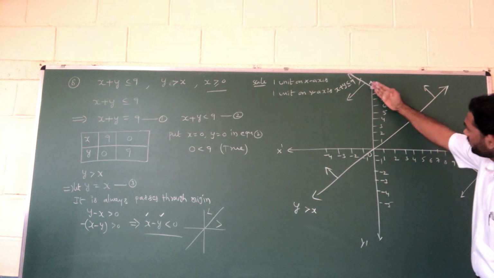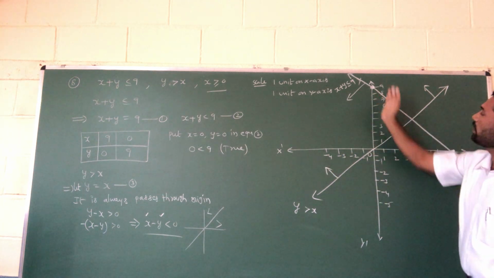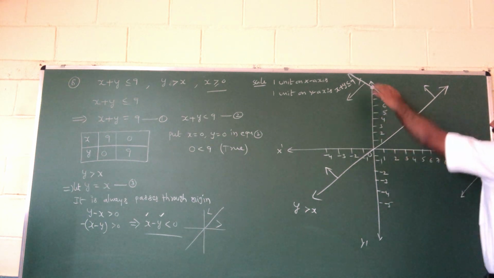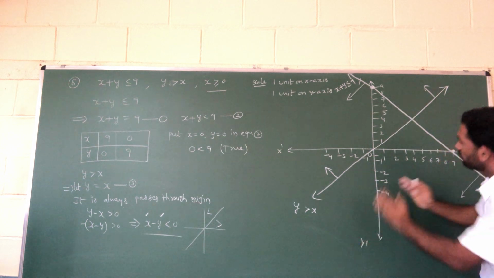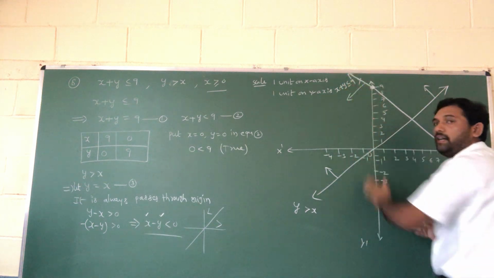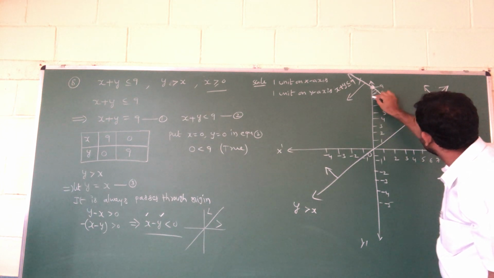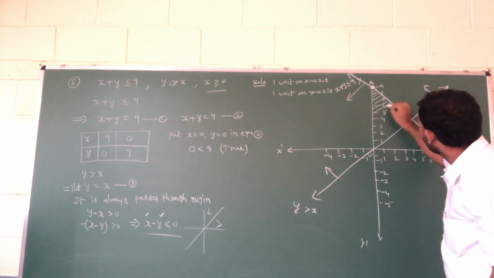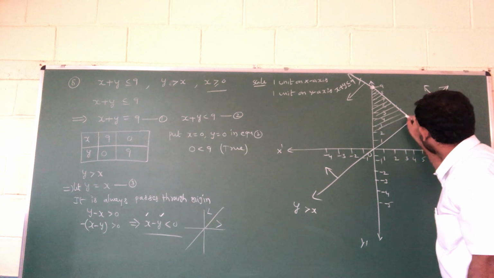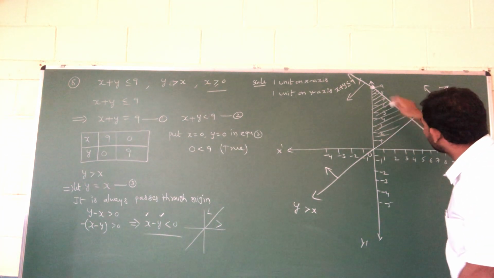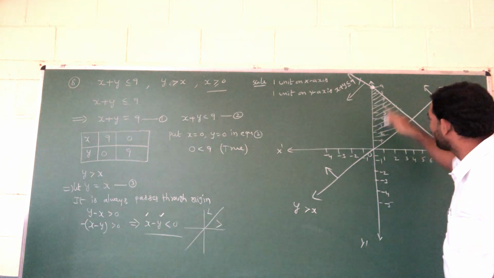So this line is coming down and this one is coming up. Both are intersecting here only. So this area is shaded with the shaded lines here. So that is our solution region.